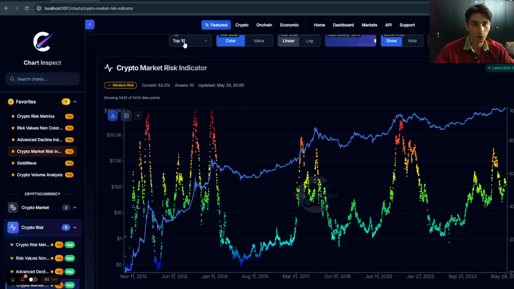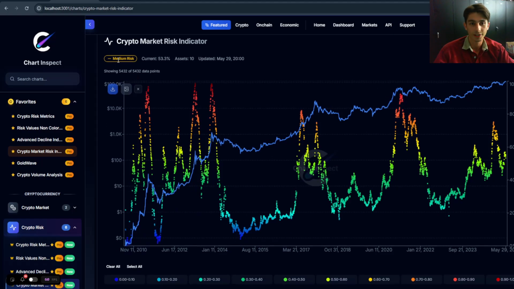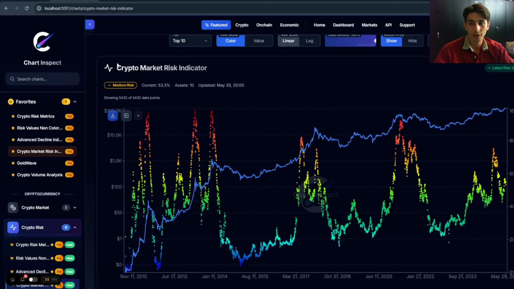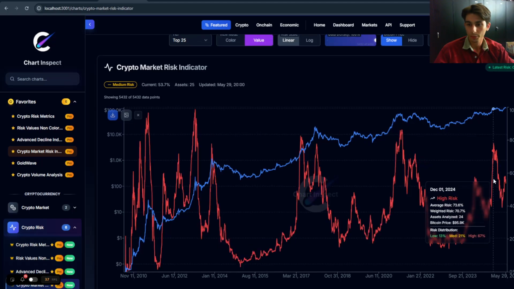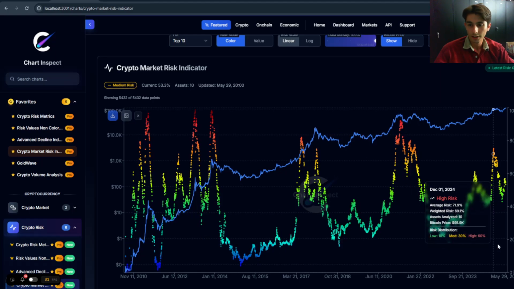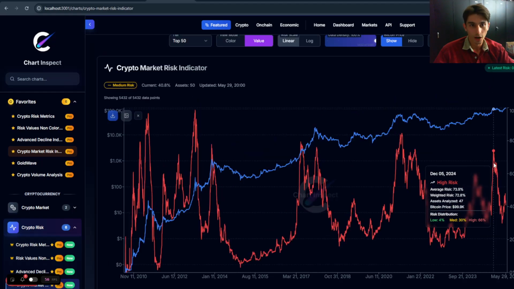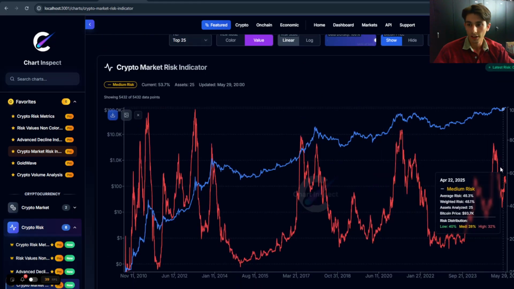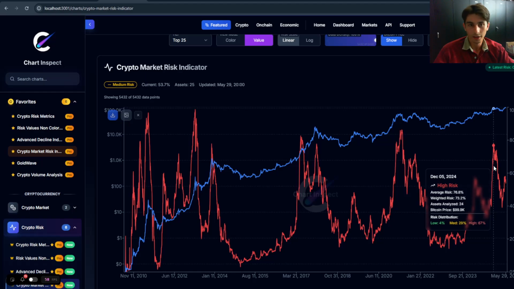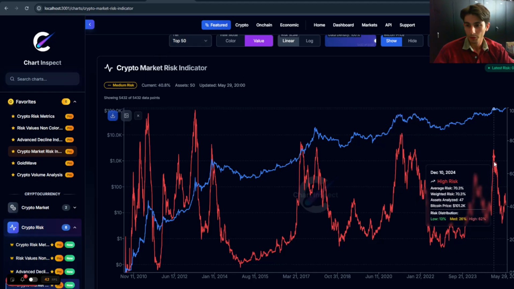So you can see on this chart, we're only considering the top 10 cryptocurrencies by market cap and calculating the risk values and equally dividing them up and then showcasing on the chart. But if you look at the top 25 by market cap, you can essentially see this changes. Let's just focus in on this top in December of 2024. It topped around 76, the average risk. If you look at the top 25, it's around 76. And then if you look at the top 50, this topped around 70.